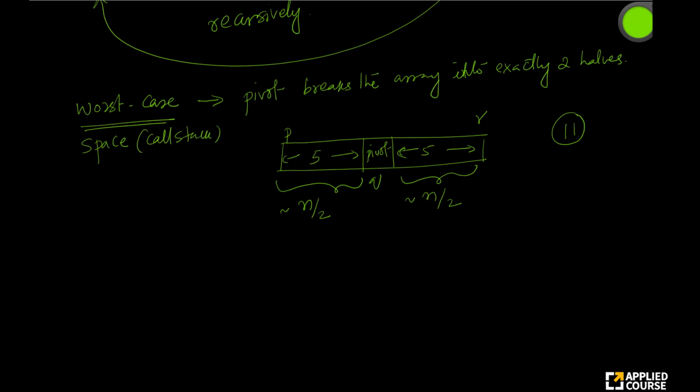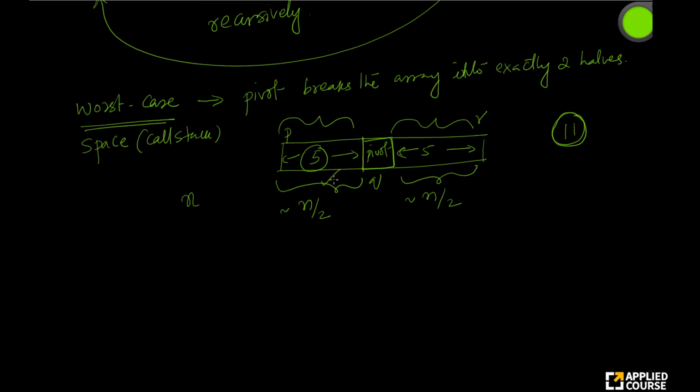So in this case, what happens is you will have a problem of size n. Let's assume you will pick one of these two randomly. Let's assume that the original array is of size 11. Your pivot element is exactly at the center, which means your left subarray has exactly 5 elements and your right subarray also has exactly 5 elements. So now you'll pick one of them randomly.